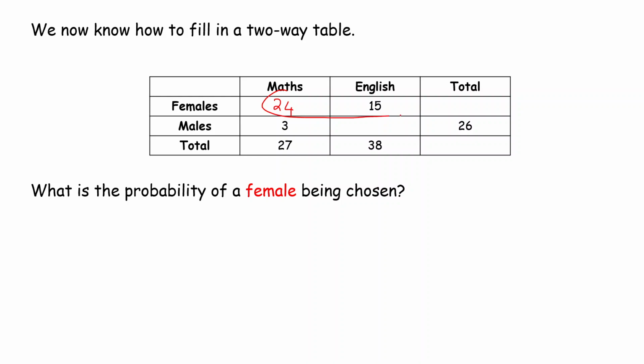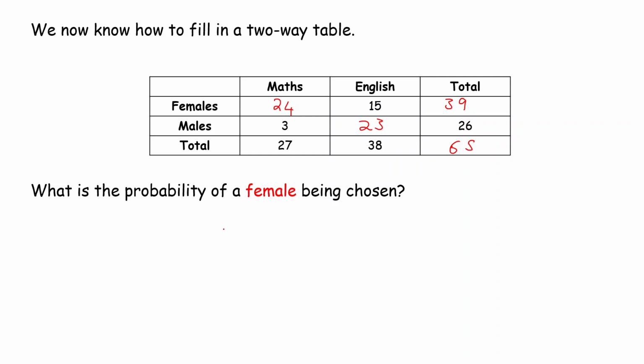If we look at this column over here, to get your total, you can do 24 add 15, which will give you 39. 15 add something would be 38, or 3 add something would be 26, so 3 add 23, and we can check it. 15 add 23 gives you 38, and then to get this one, you can look at this column or this row. So 27 add 38 is going to give you 65, so 60 and then 5.